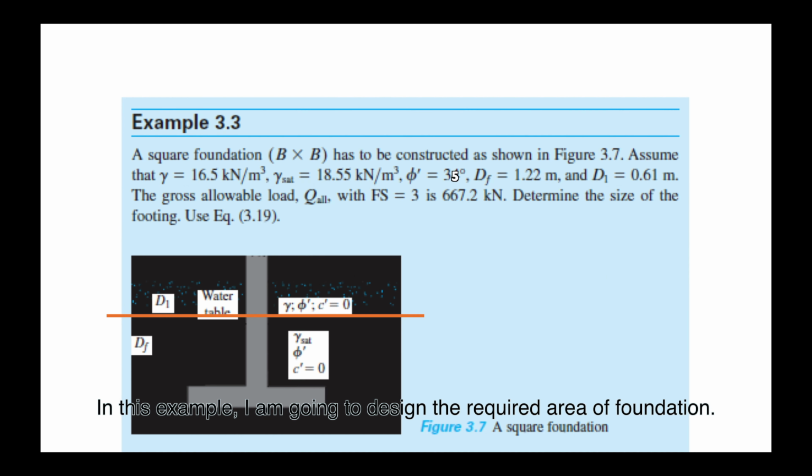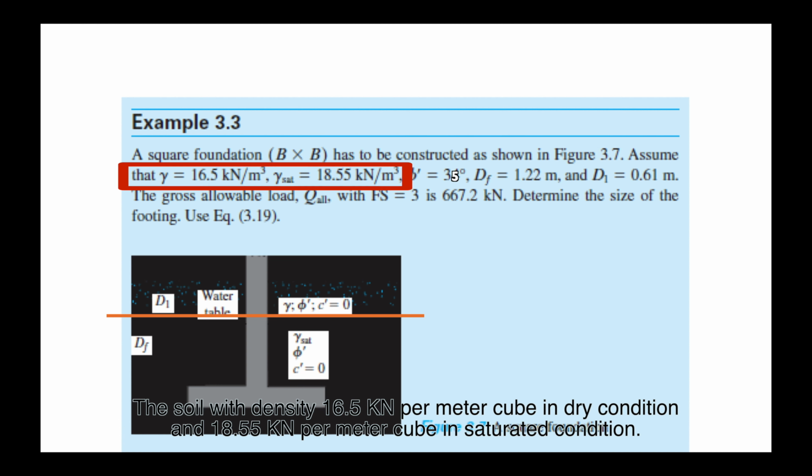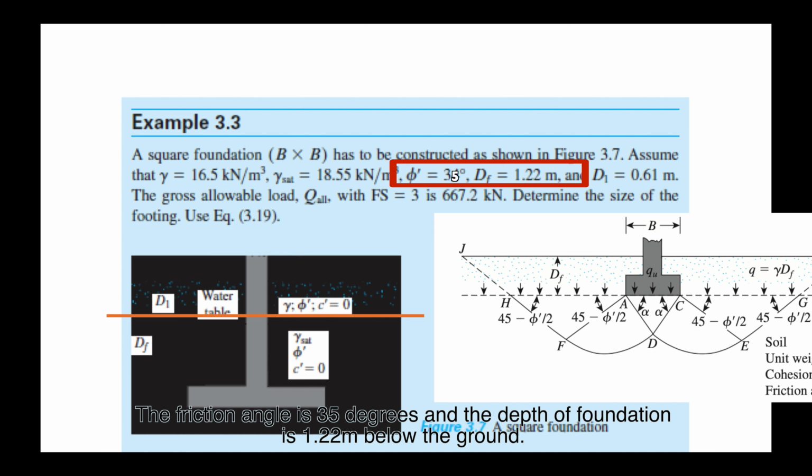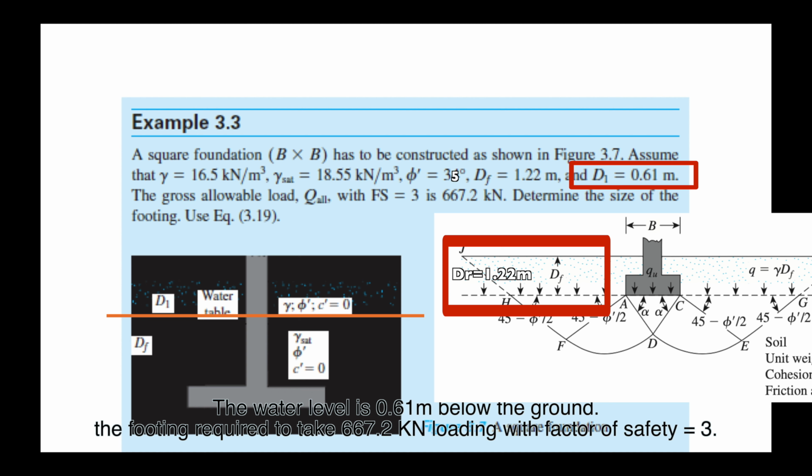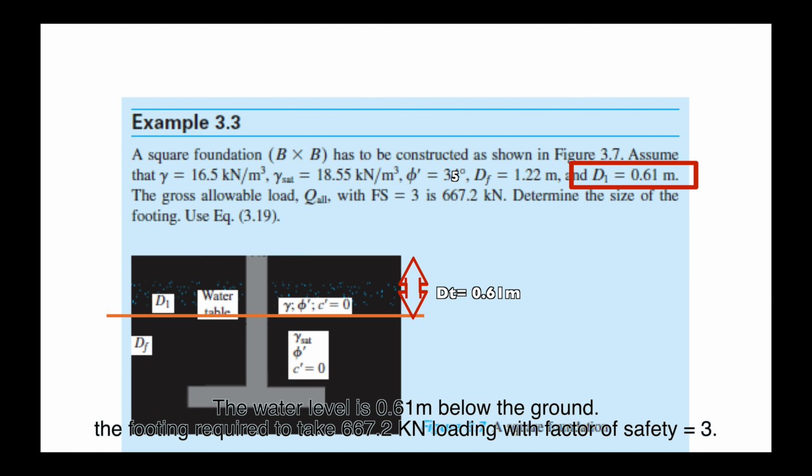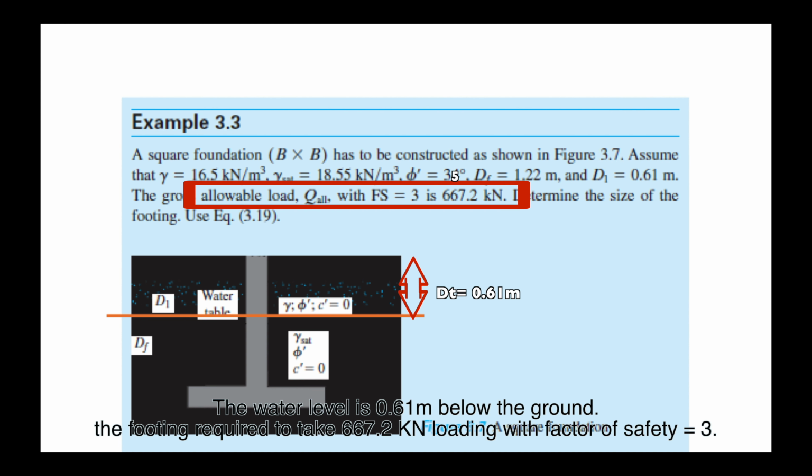In this example, I am going to design the required area of foundation. The soil has density 16.5 kN per meter cube in dry condition, and 18.55 kN per meter cube in saturated condition. The friction angle is 35 degrees, and the depth of foundation is 1.22 m below the ground. The water level is 0.61 m below the ground. The footing is required to take 667.2 kN loading with a factor of safety equal to 3.